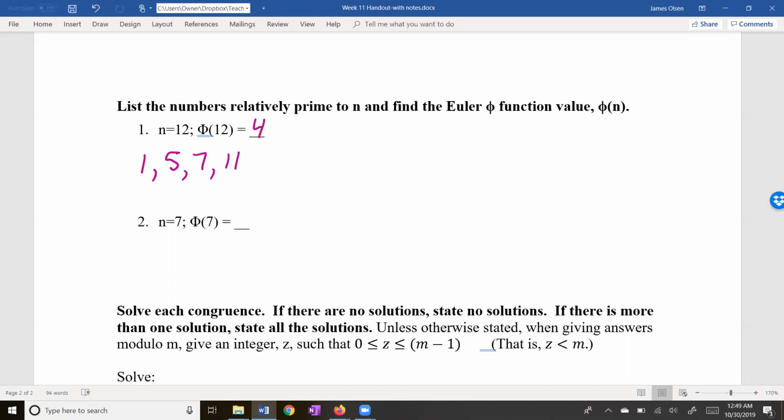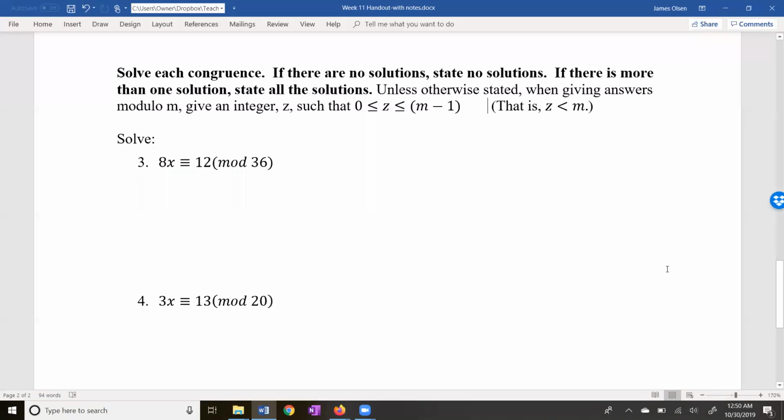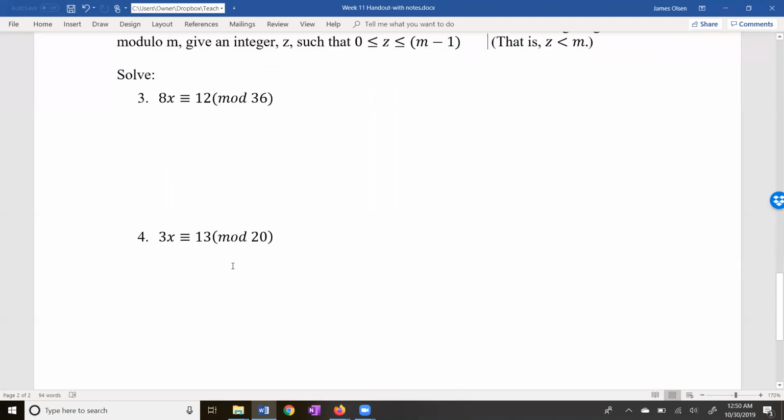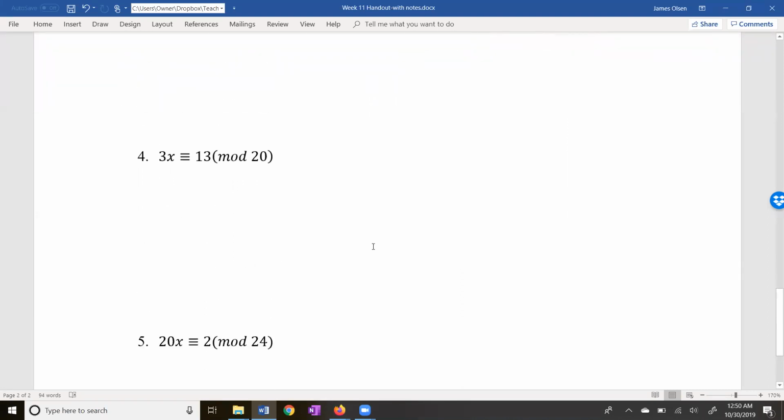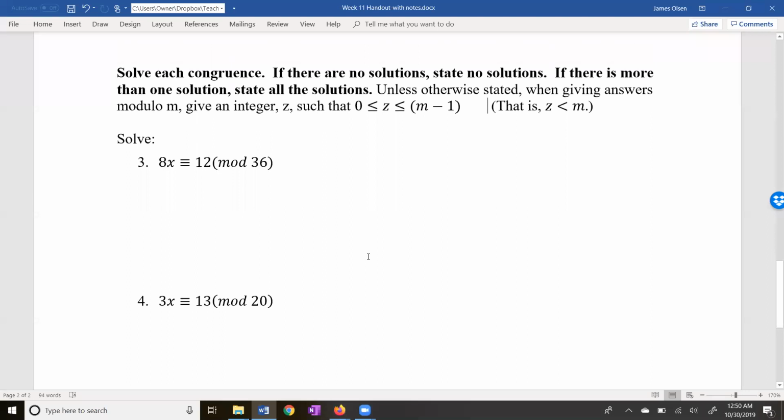The numbers relatively prime to 7 are 1, 2, 3, 4, 5, and 6. Therefore, phi of 7 is equal to 6. So now I would like to solve some congruences, for example, the ones that you see on the screen. We have a theorem that tells us when this is possible. Let's take a look at our book.